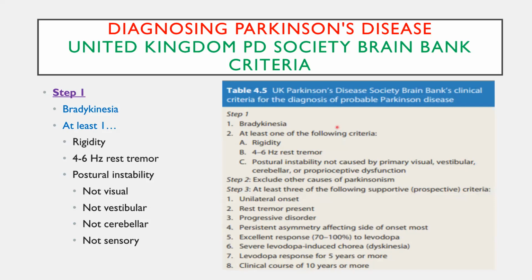So to tell idiopathic Parkinson's disease, there are three steps. In step one, patient will have bradykinesia to be classified under Parkinson's disease. This is the mandatory criteria for any Parkinson's. Okay, and associated with one of the symptoms, that is rigidity, rest tremors, and postural instability not caused by visual problems, vestibular problems, cerebellar problems, or any sensory ataxias.